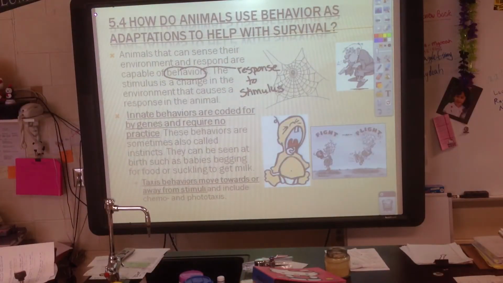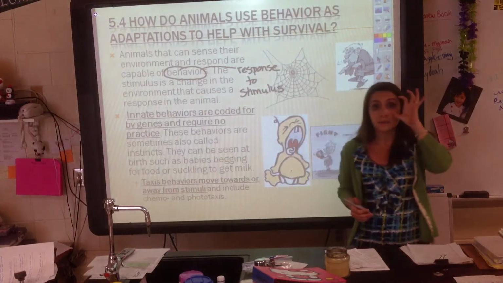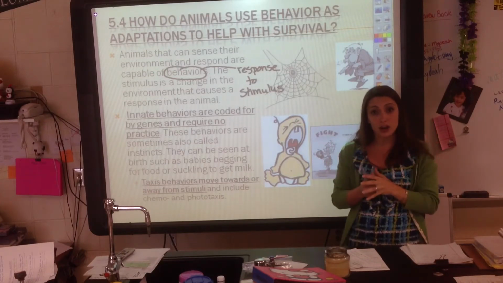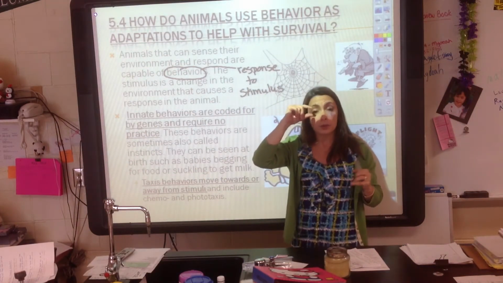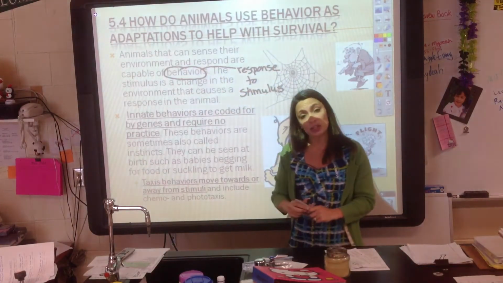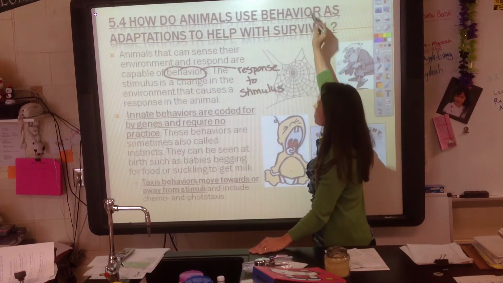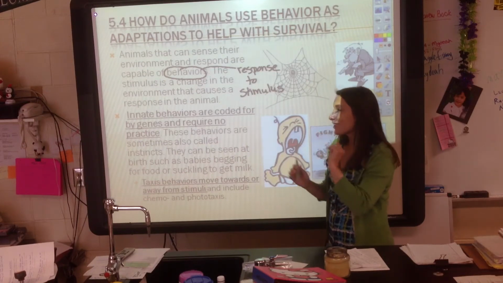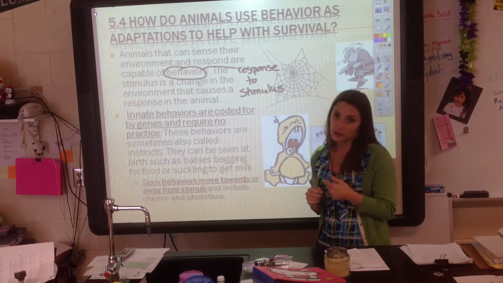If we turn all the lights off, your pupils will actually dilate. Your pupils will get wider, allowing more light in, even in the dark. And so the behavior is the pupils dilating. But the pupils only dilated because your body sensed that there was a change in the environment. So in this unit, we're looking at how we use behaviors to help us survive. There are two main types of behavior: innate behaviors, and what we're going to call learned behaviors.